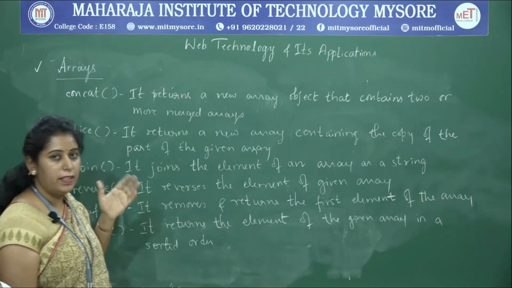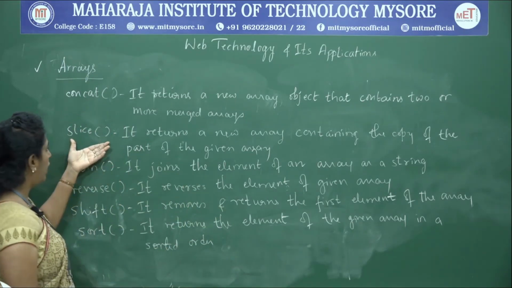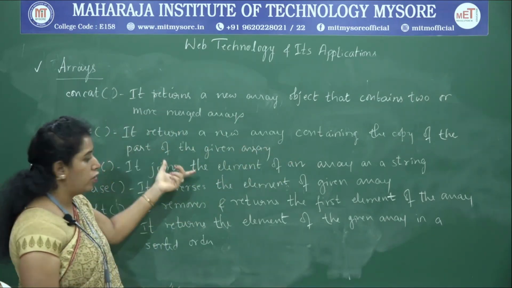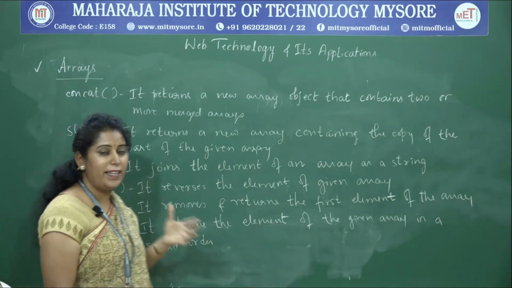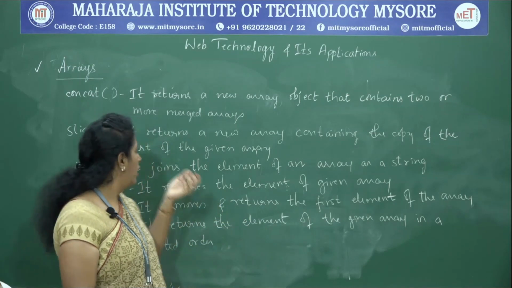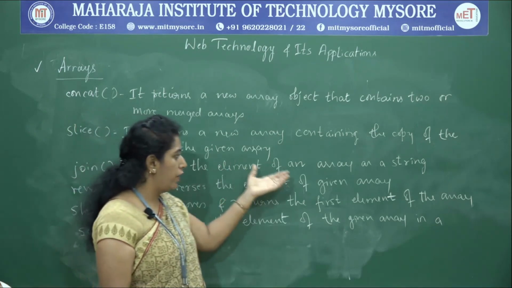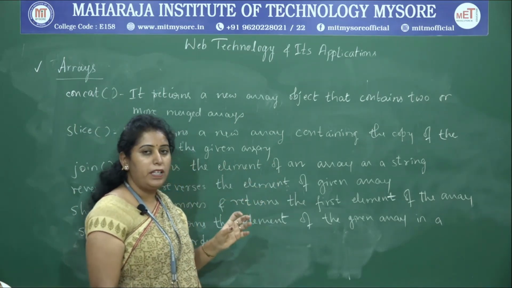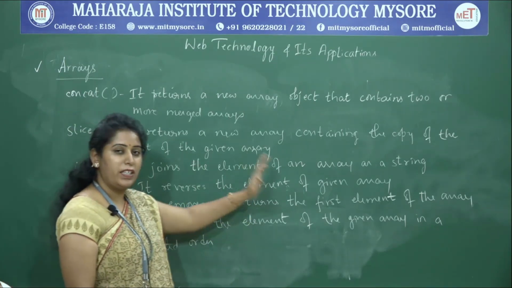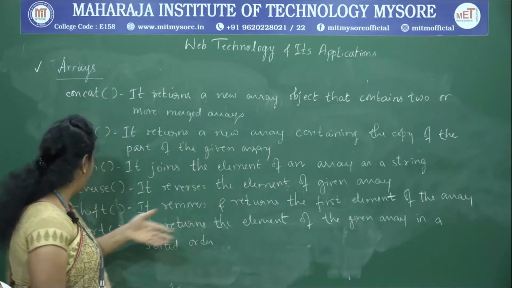In the sense, the content of one array will be appended to the end of another array. Next is slice. It returns a new array containing a copy of part of the given array. It works like a substring. From the given array, it cuts out a part. Join: it joins the elements of an array as a string. It means it combines. Reverse: it reverses the elements of the given array. If it is 1, 2, 3, 4, after reversing it is 4, 3, 2, 1.